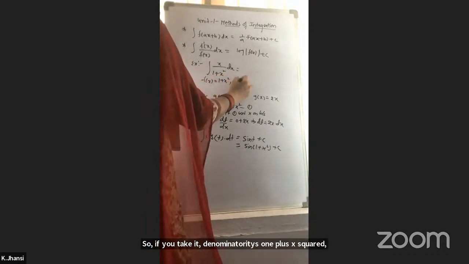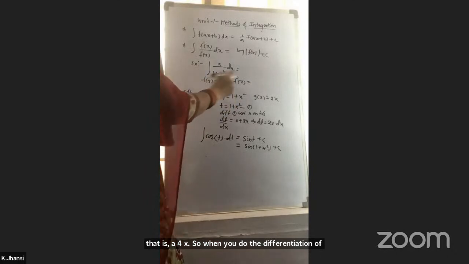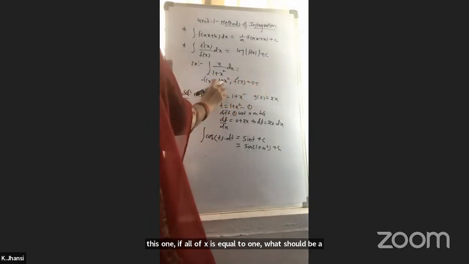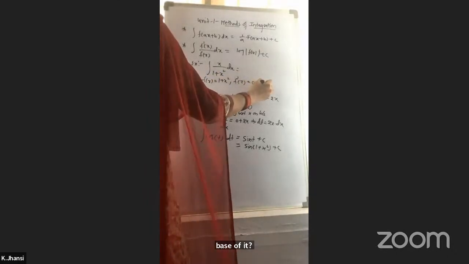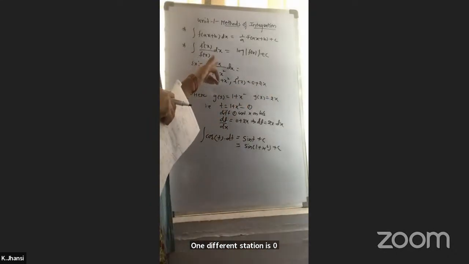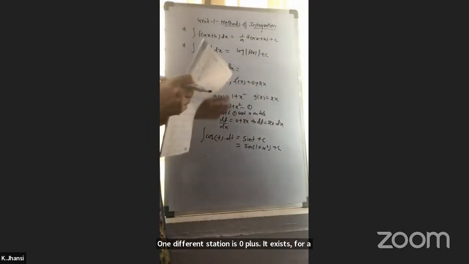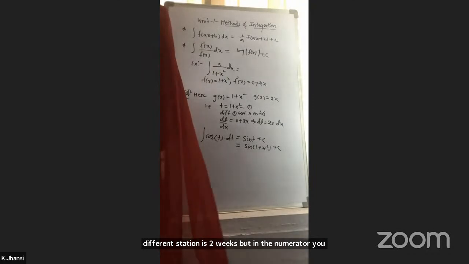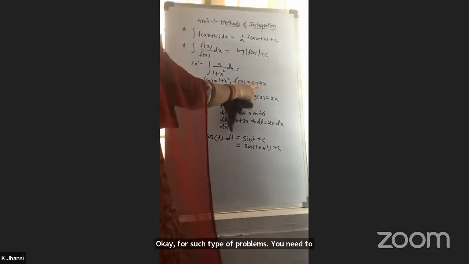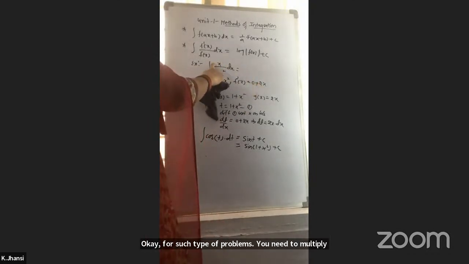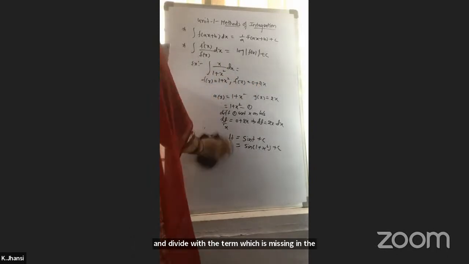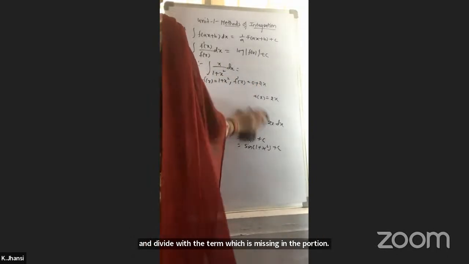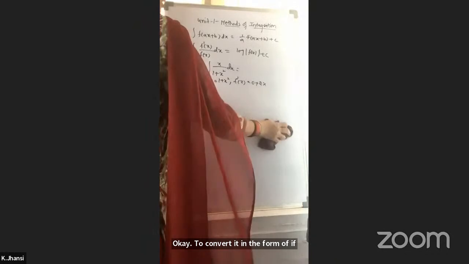So when you do the differentiation, f of x is equal to 1 plus x square. What should be f dash of x? The differentiation of 1 is 0, plus the differentiation of x square is 2x. But in the numerator, you have only x. For such types of problems, you need to multiply and divide with the term which is missing in the question, to convert it into the form of f dash of x by f of x into dx.